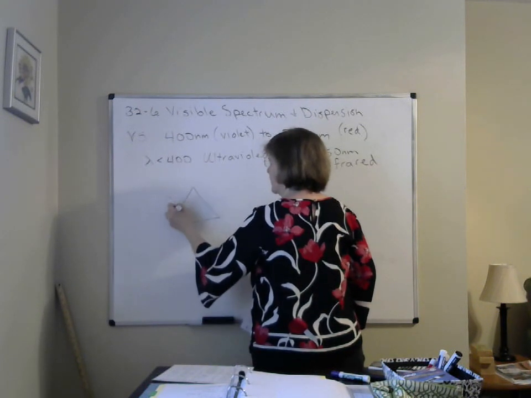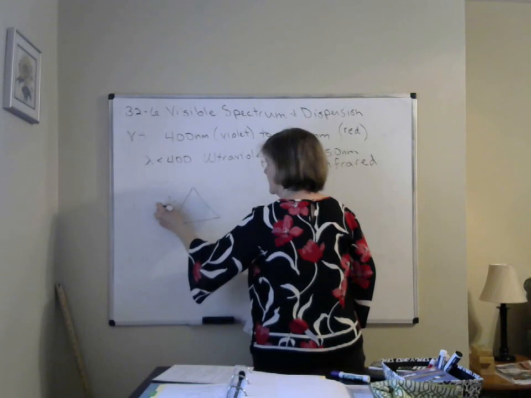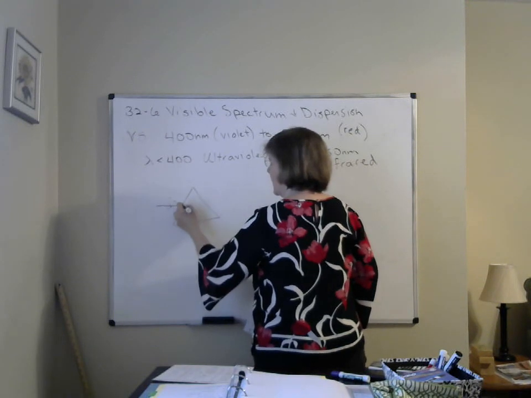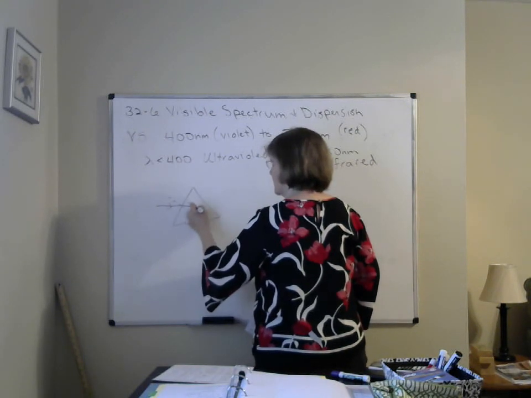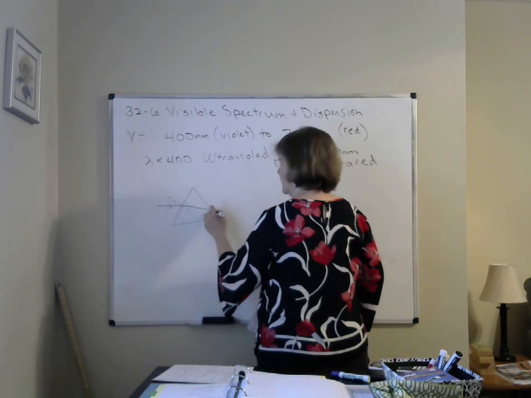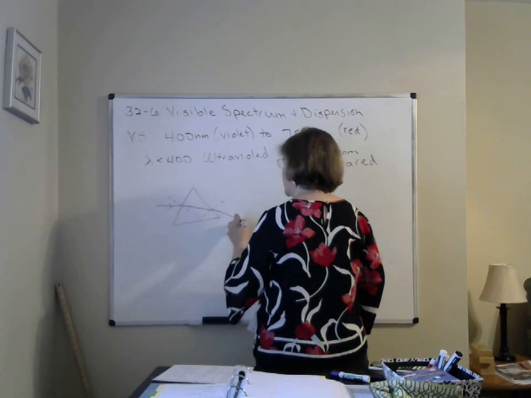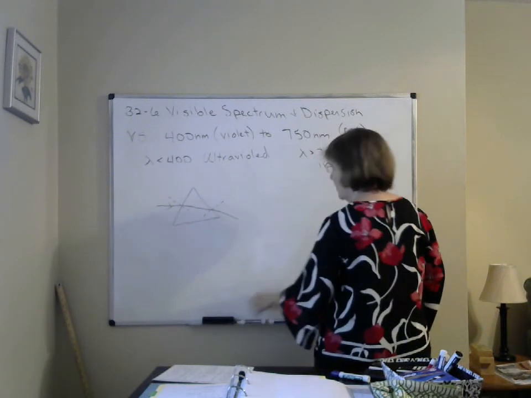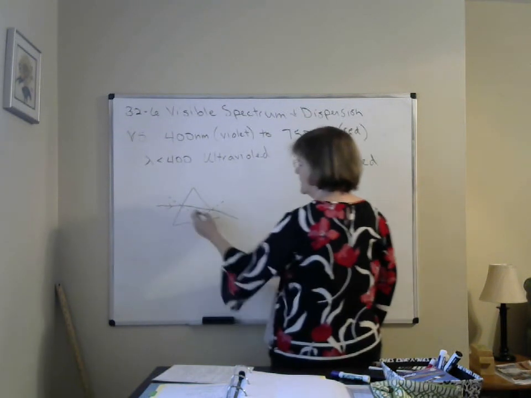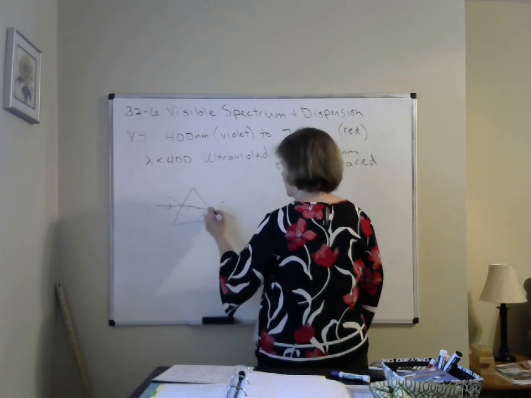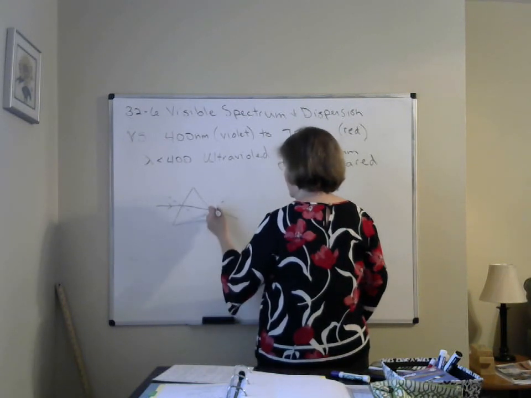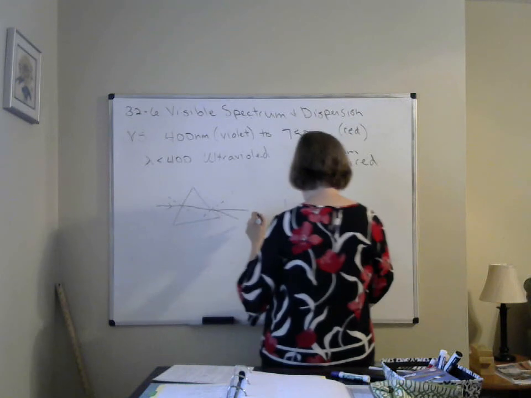here comes some white light, and it refracts towards the normal, and then it refracts away from the normal. What you see coming out, because they each bend slightly differently, is a rainbow of colors.